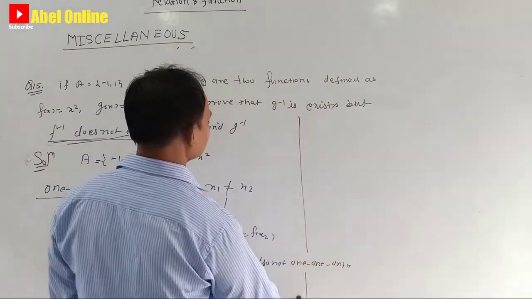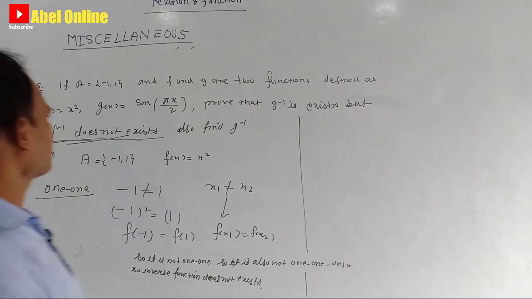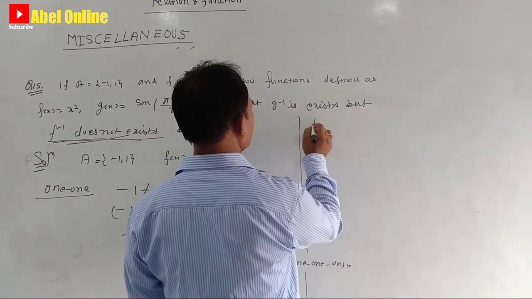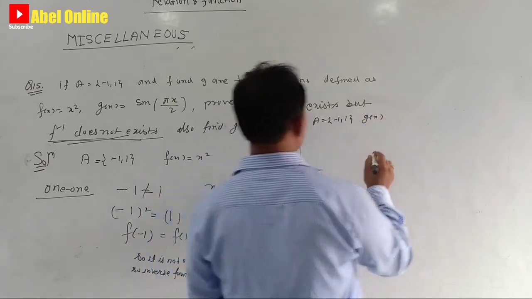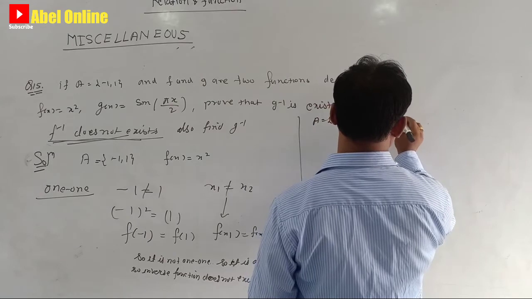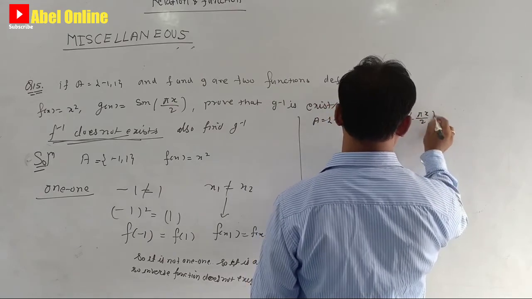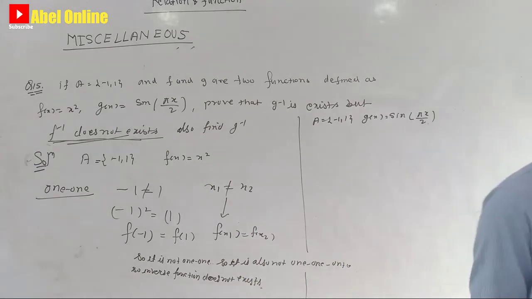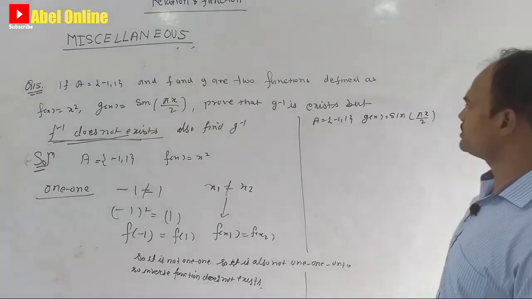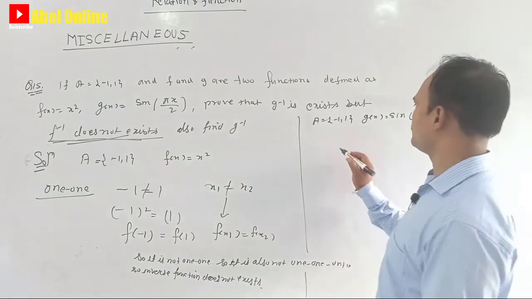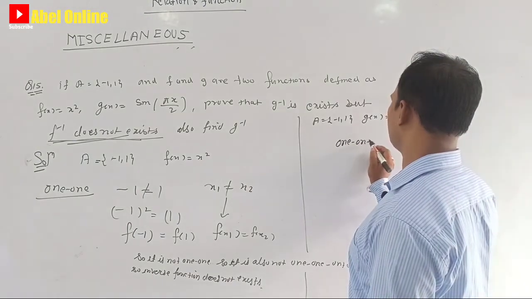Now we are going to solve the other question, that is g: A → A, where A is [-1, 1], and g(x) = sin(πx/2). So this is the question. Now we are going to check whether it is one-one or not. First we are going to prove that it is one-one.